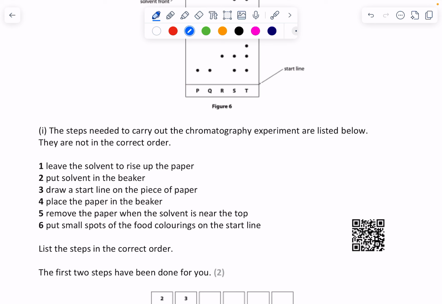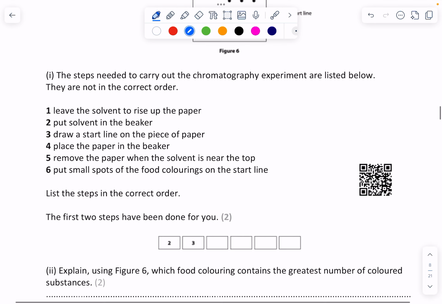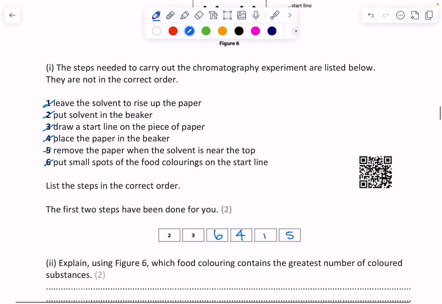Okay, next one, we've got chromatography. The first thing to do is to read this method. It's a mixed up method, and you have to put the steps in the right order. Number 2 is put the solvent in the beaker. Number 3 is then draw a start line on the paper. Once you've got your start line, you would then normally put your sample spots, that's number 6, onto the start line. You would then place the paper inside the beaker in the solvent. You'd leave it for the solvent to rise up the paper, and then you'd remove it just as the solvent gets towards the top of the paper.